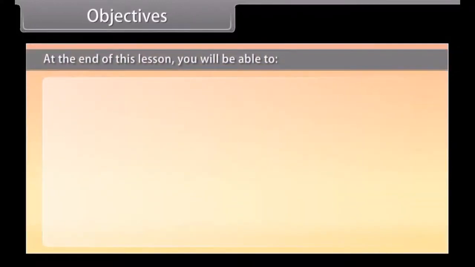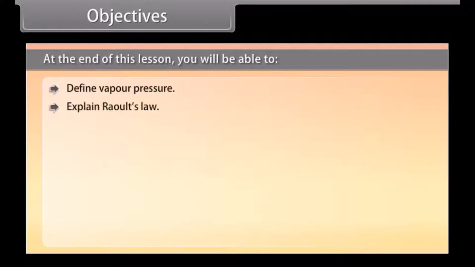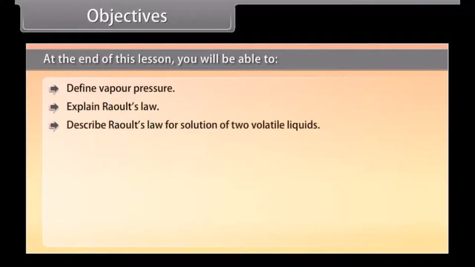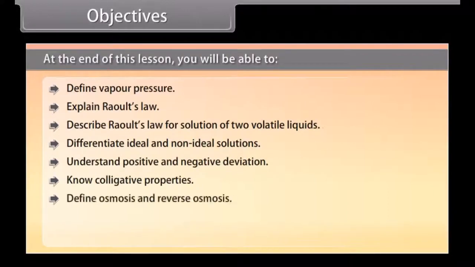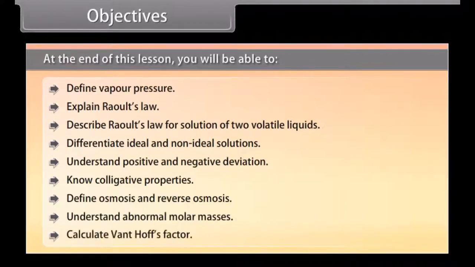Objectives. At the end of this lesson, you will be able to define vapor pressure, explain Raoult's law, describe Raoult's law for solution of two volatile liquids, differentiate ideal and non-ideal solutions, understand positive and negative deviation, know colligative properties, define osmosis and reverse osmosis, understand abnormal molar masses, and calculate Van't Hoff factor.